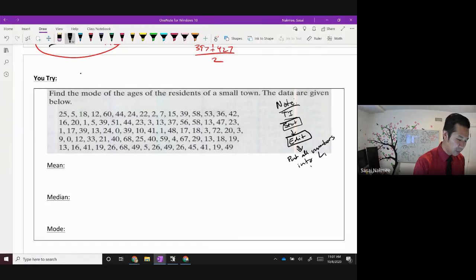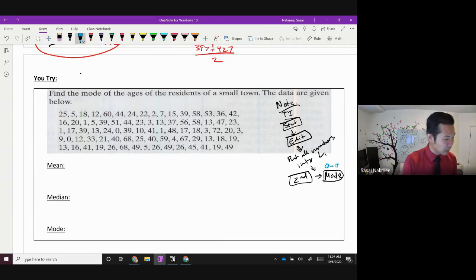After I put in all the numbers into L1, I pressed second and then quit. Actually, the button is called mode, but it has the word quit above it in blue. So once you do that, you go back to your home screen.